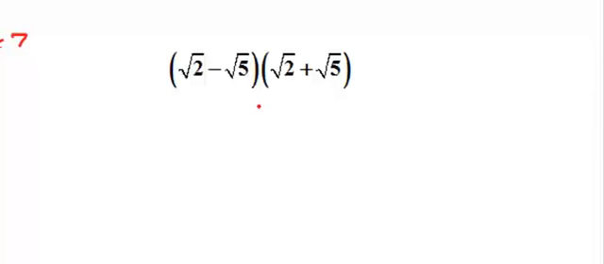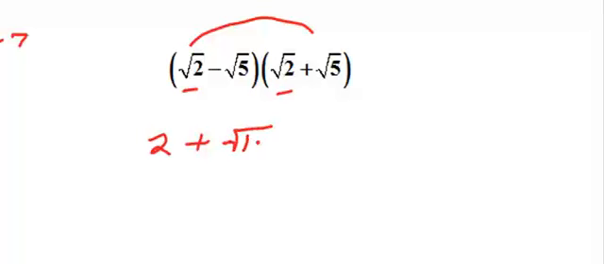Let's see what happens on this one. Well, the first times the first, the square root of 2 times the square root of 2 is 2. Outer times outer, positive, and they're both under radicals, so we could push them together and say it's the square root of 10. Inner times inner, well, it's negative. And again, both under radicals, we could push them together and say it's the square root of 10. And last times the last, the square root of 5 times the square root of 5 is 5.